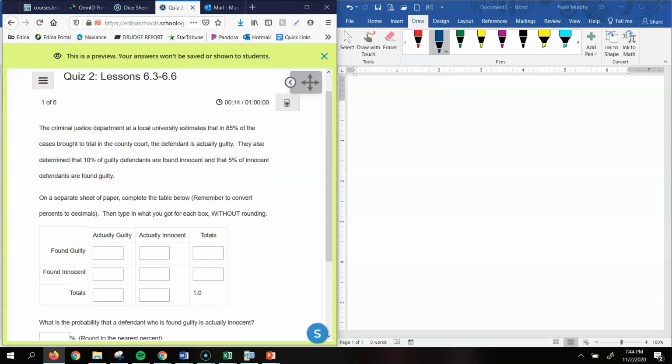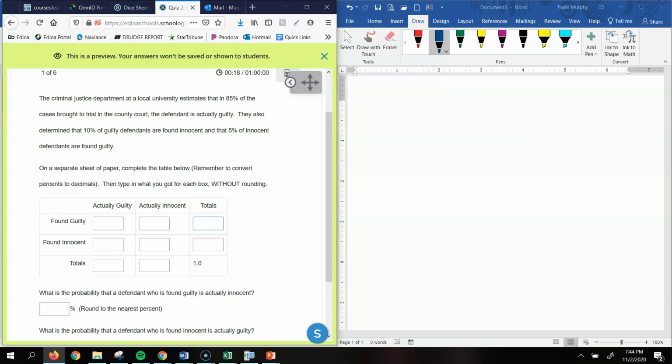It says a criminal justice department at a local university estimates that 85% of the cases brought to trial in the county court, the defendant is actually guilty. They also determined that 10% of guilty defendants are found innocent and that 5% of innocent defendants are found guilty. On a separate sheet of paper, complete the table below. Remember to convert percents to decimals, then type in what you got for each box without rounding.